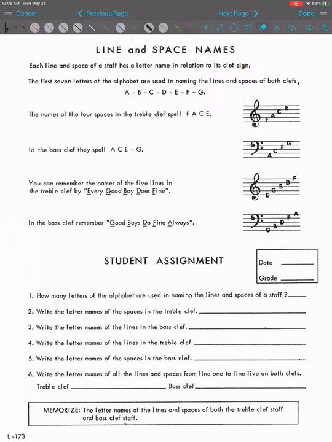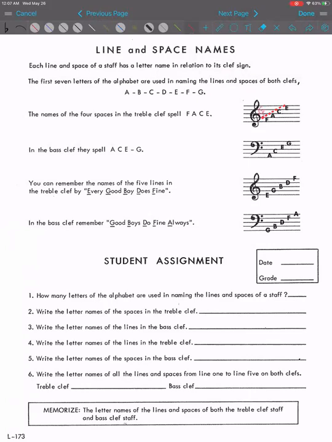So let's see. The names of the 4 spaces in the treble clef spell F-A-C-E. And if you remember earlier, we've mentioned that this is the G. So when you go up, we put in the name in the way of every line and space. And the way we do it is line and going up space, and then line and then space, line, space, line. So they are in the musical alphabet order, if you look at it this way.